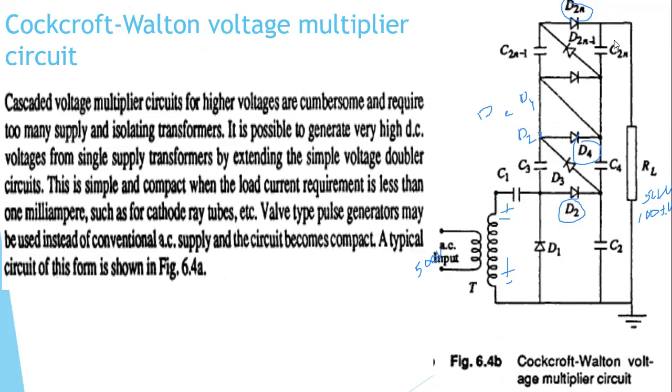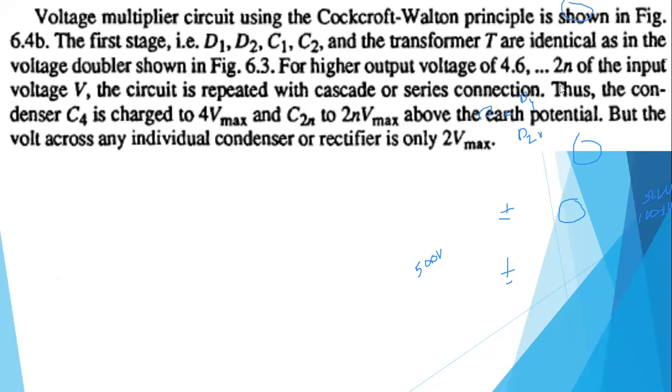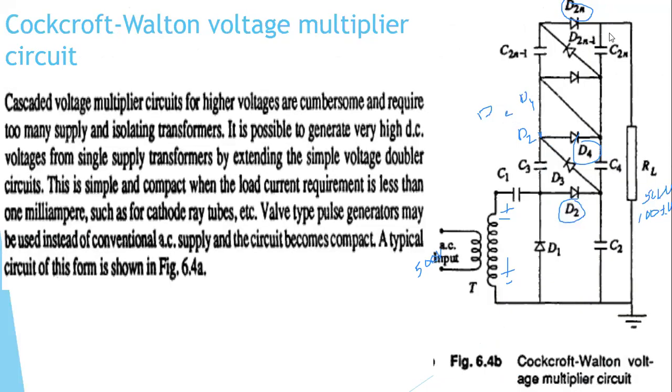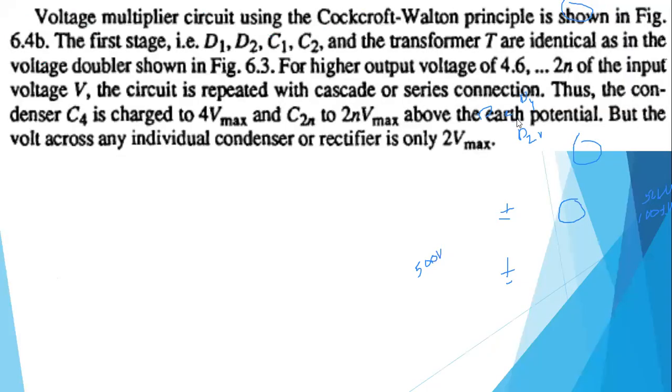Next, you get 2 into N Vmax. After 2N is covered, you can get C2 on the 2 Vmax, C4 on the 4 Vmax, and you can get C2N and 2N into Vmax. But the voltage across any individual capacitor or rectifier is only 2 Vmax.